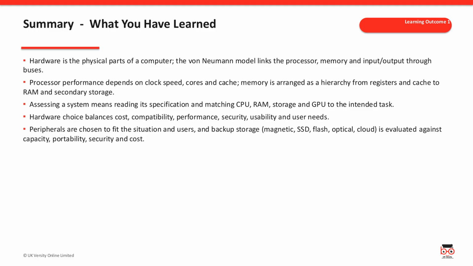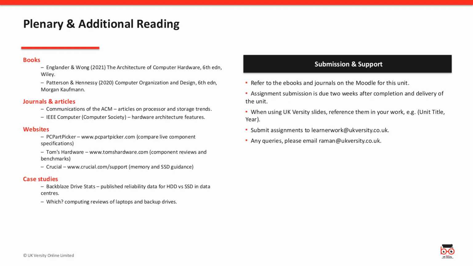Assessing a system means reading its specification and matching the CPU, RAM, storage, and graphics to the task, and every real choice balances cost, compatibility, performance, security, and the user's needs. Finally, peripherals are picked to suit the situation, and backup storage is evaluated against capacity, portability, security, and cost. That brings us to the end of Learning Outcome 1, where we have travelled from the physical components inside a computer right through to judging whole systems, choosing peripherals, and evaluating backup storage.